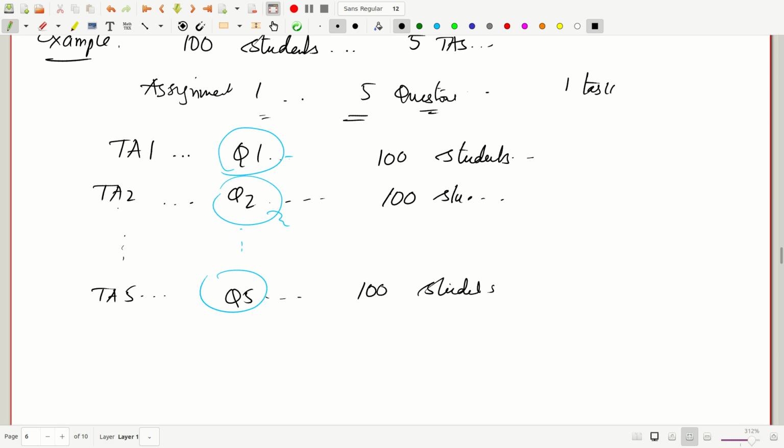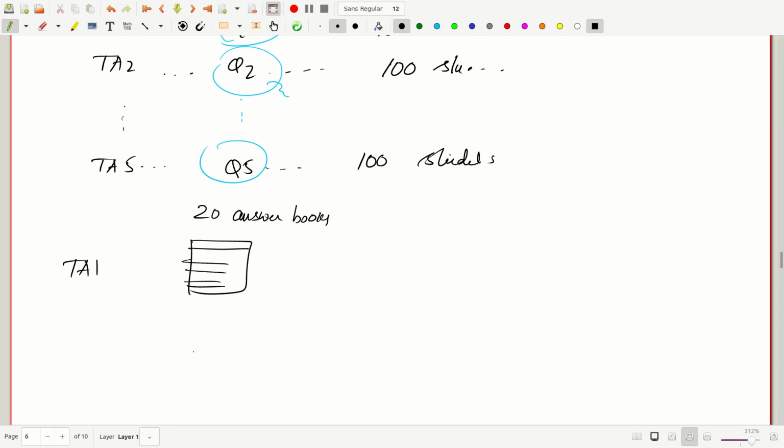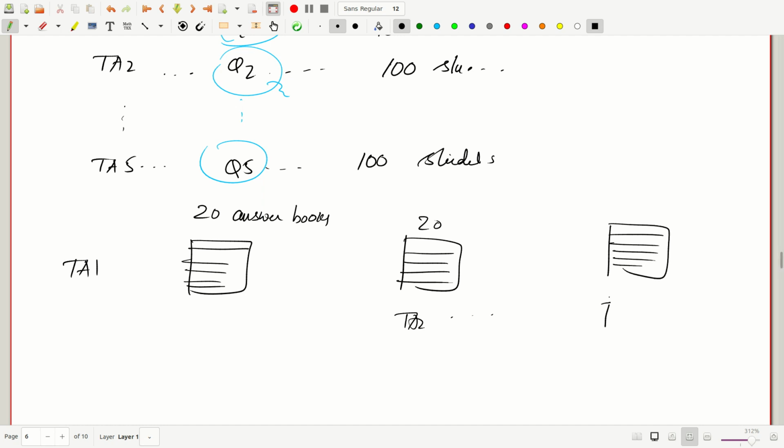parallelism. Instead of each TA grading one question for all the students, the TAs can also split the papers, right? They can also distribute that. Each TA would get, let's say TA1 would get 20 answer books, okay, and TA2 would get another 20 books, and so on, such that each of them would get 20 answer sheets, okay? So TA5 also gets 20 answer books, but now TA1 has to grade all the questions, question 1, question 2, all the way to question 5, for only 20 students, okay?